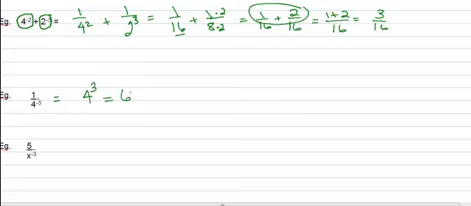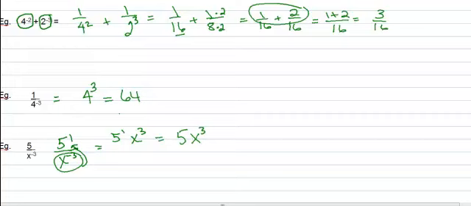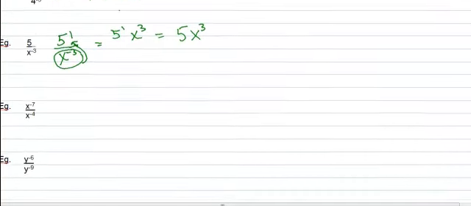4 cubed is 64. Same thing happens here. Here we've got 5 over, excuse me, 5 to the positive 1 over x to the negative 3. So again, 5 to the positive 1 is going to stay in the numerator. The x to the third is going to move to where it's not, so it's going to move up to the numerator. So we have 5x cubed. This is going to take some practice.